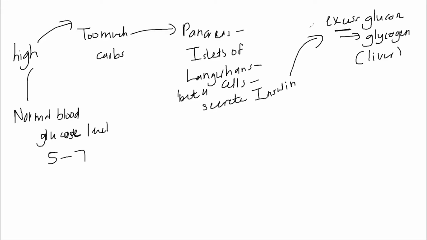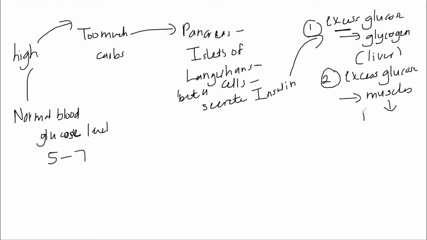You have to use the word excess. Insulin also causes excess glucose to be sent to the muscles. Why? Because you use this glucose for cellular respiration. That will decrease your blood glucose level and bring it back to normal. So this is very important.